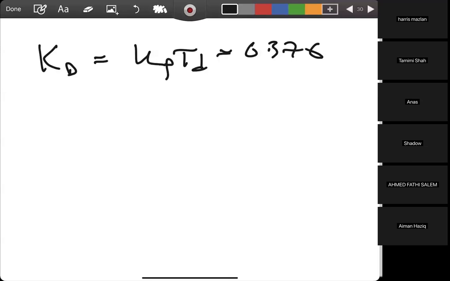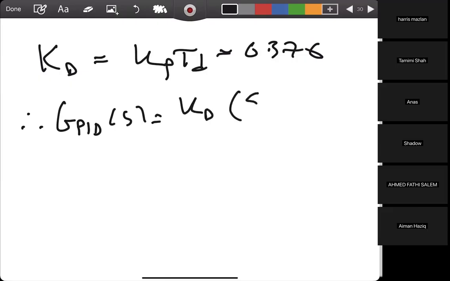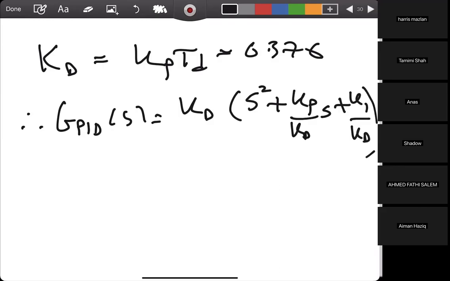Then you insert inside the GPID, okay, the Kp, Kd s plus Ki over s. Insert inside the values, then you get the GPID. Okay, we have a break for 10 minutes. Is it okay?